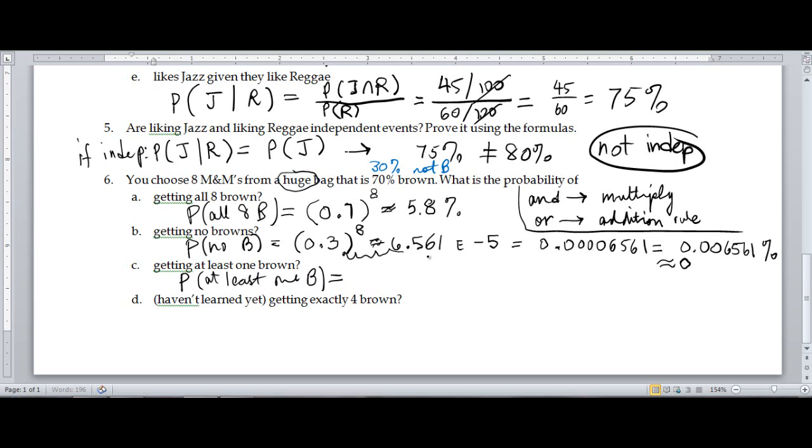Remember the probability of at least one? The probability of at least one is 1 minus the probability of none. So the probability of at least one brown is 1 minus the probability of none brown. That's no brown, which we calculated up here. That's 1 minus, and you're going to use the decimal here, 0.00006561, which is 99.99%. So almost 100% chance of getting at least one brown M&M in a huge bag that's 70% brown.